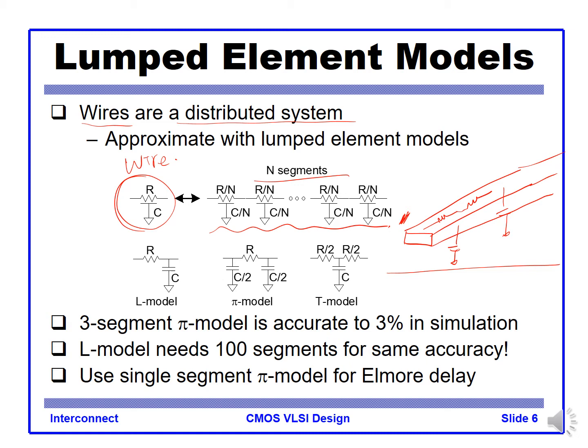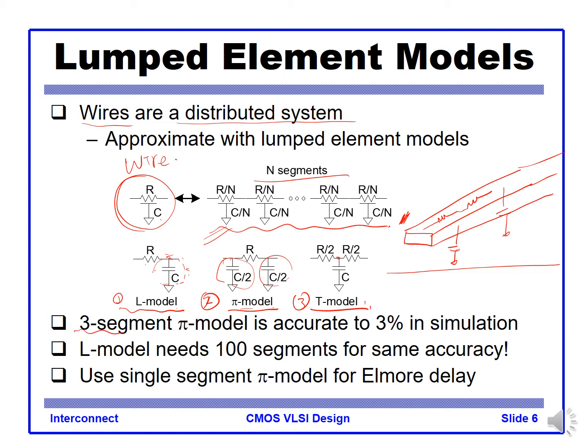This is quite complicated for hand analysis. So we simplify this distributed model using the L model, the first one, the pi model, the second one, and the T model, the third one. Mostly for the L model, we lump all the C on the right-hand side, but in the pi model we split the capacitance to the left and right. For the T model, we center the capacitance in the middle of the resistance.